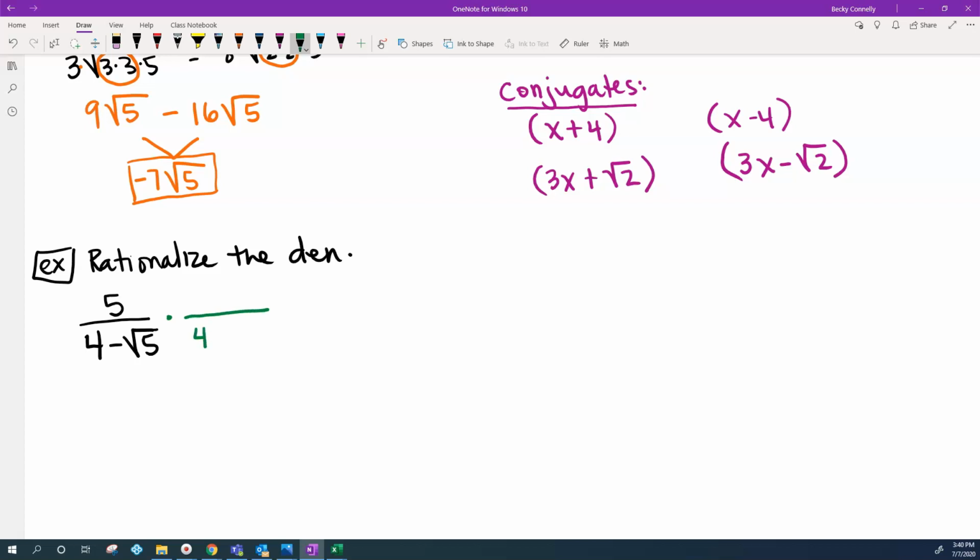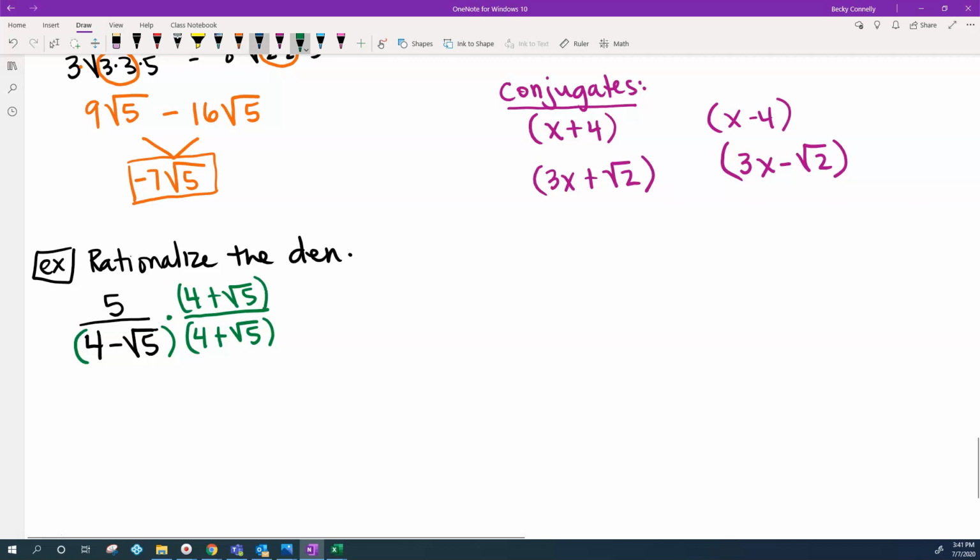Four plus the square root of 5. Awesome. So I'm going to do 4 plus the square root of 5. Right? And so really on the bottom, I'm going to be foiling those together. Right? And then on the top, I also need to multiply this by 4 plus the square root of 5. So you always look at the denominator first. What is it that I need to multiply it by? And then I'll multiply it by the same thing on the top.